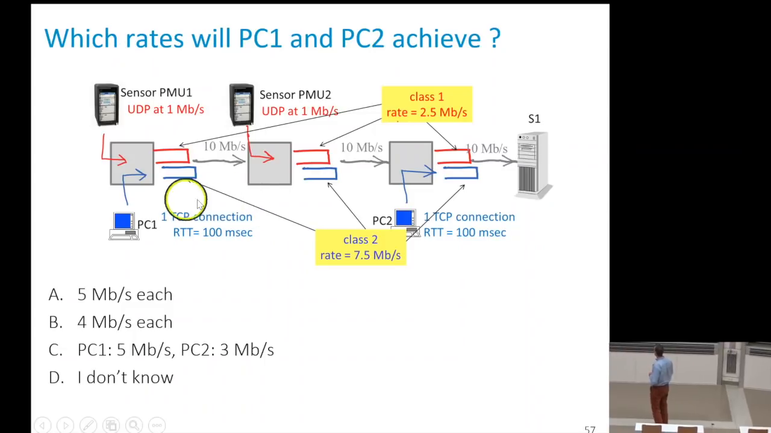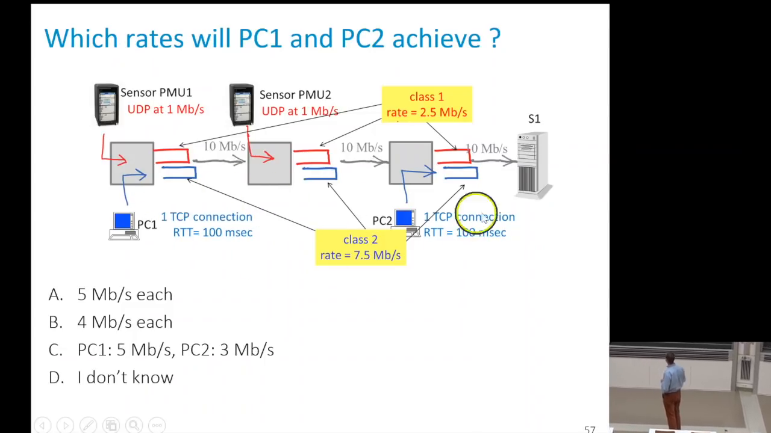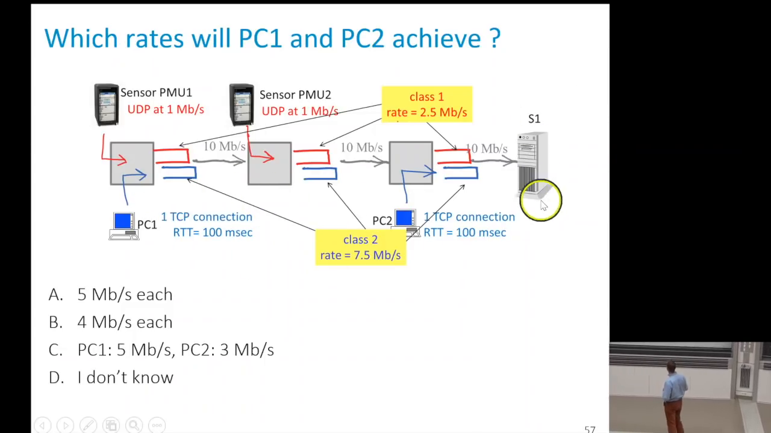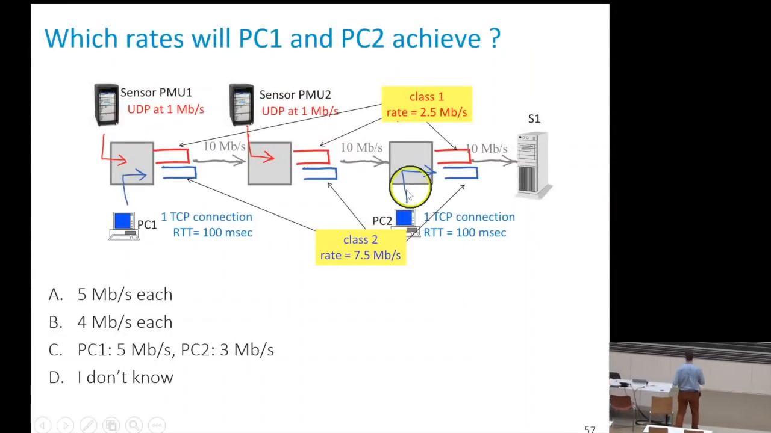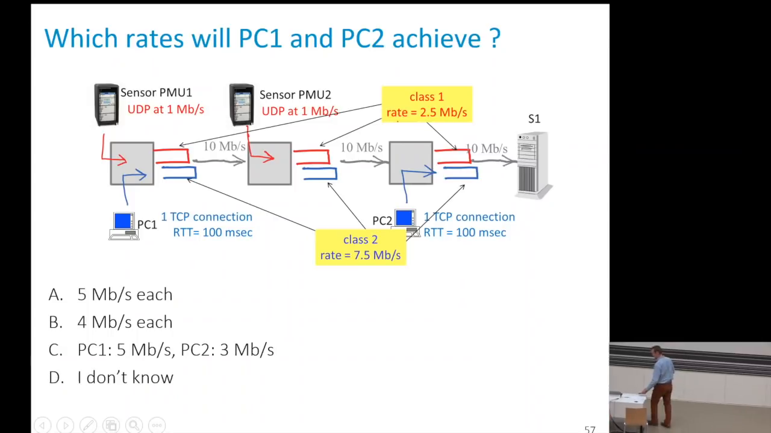Now assume PC1 and PC2 are transferring data to server 1, and to make the exercise simple, I'm assuming the RTT is 100 milliseconds, which means the latency is essentially in the last link or in the server here. Which rates will those two PCs achieve for each of their TCP connections? The correct answer is B. Right. Let's see why.